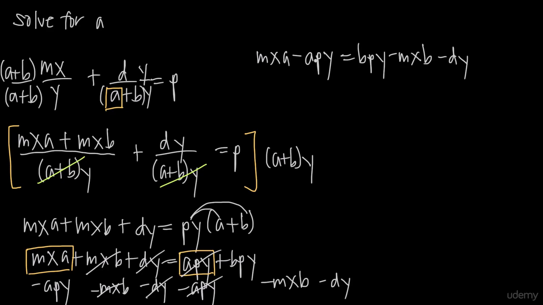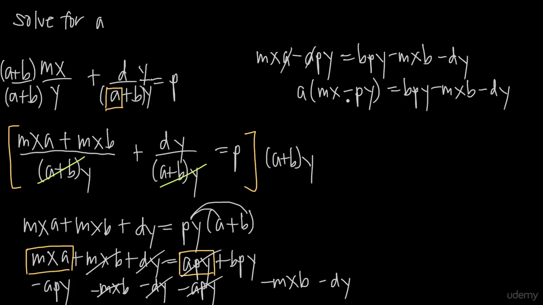Now we can factor an a out of everything on the left-hand side. So when we factor out an a, that's just going to leave us with mx minus py when we eliminate the a from both of these terms. And then on the right, we have equals the same thing.